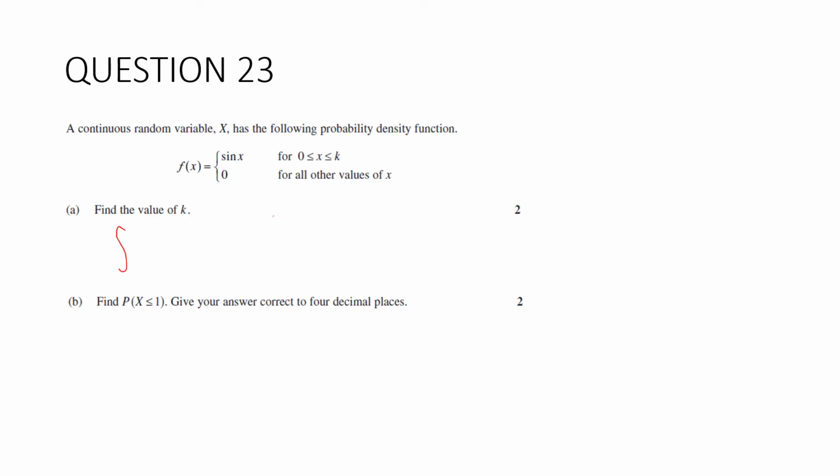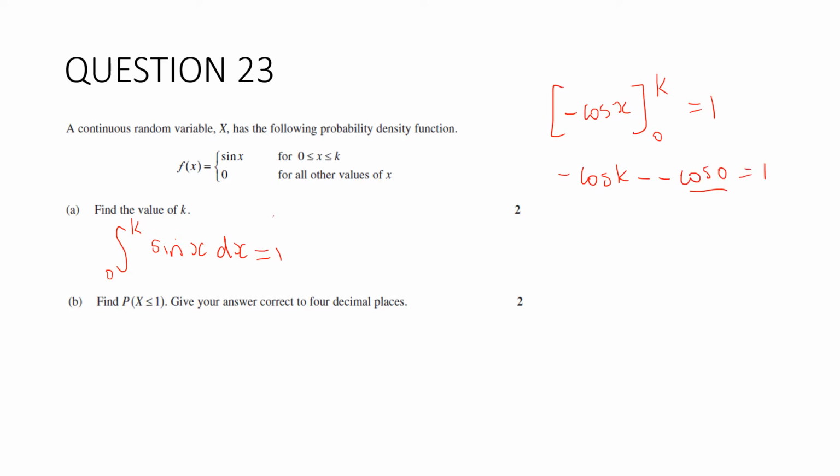So we know that the integral between 0 and k of f of x dx must equal 1, because the sum of all probabilities of any probability density function must equal 1. So we're just going to do some integration. The integral of sine x is a negative cos x, and we want it in between 0 and k, and that equals 1. Substituting in the k, take away negative cos 0 is equal to 1. Be careful here, cos 0 is 1. So we've got negative cos k plus 1 equals 1.